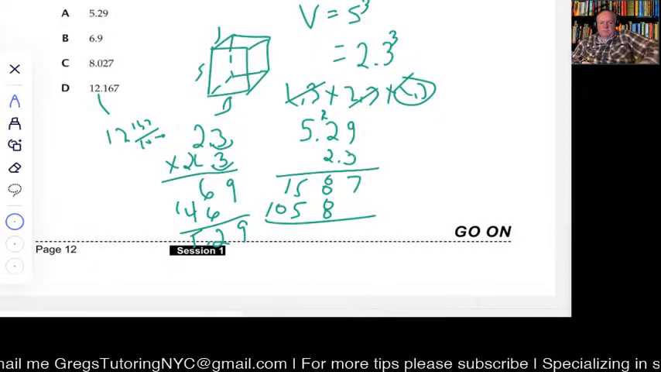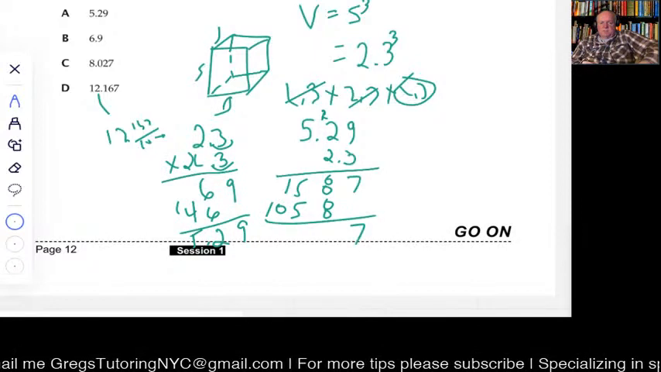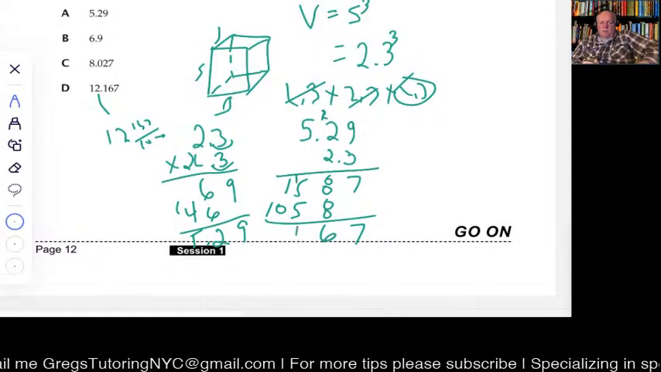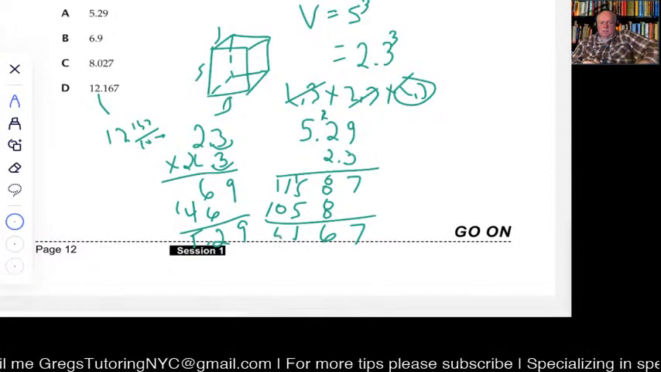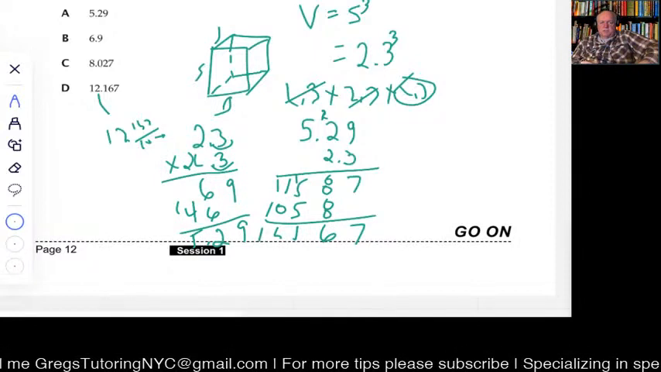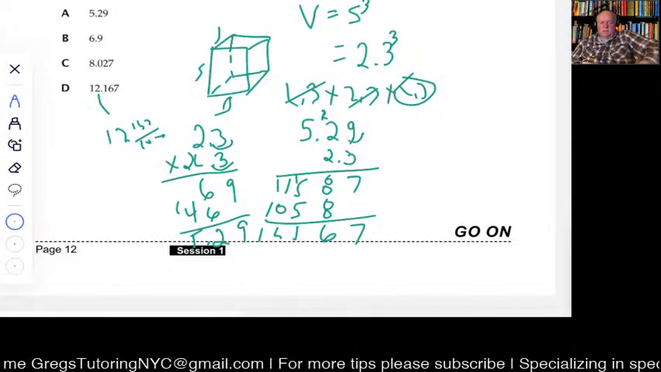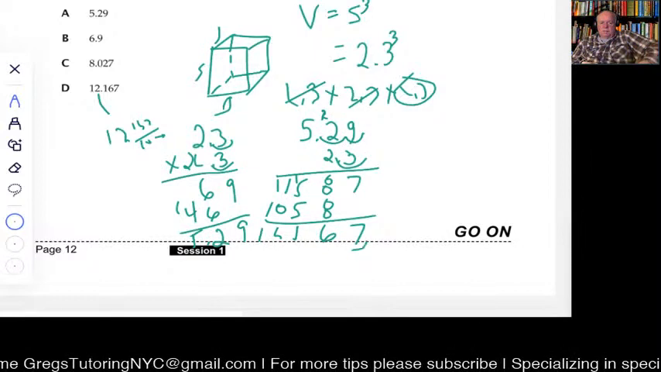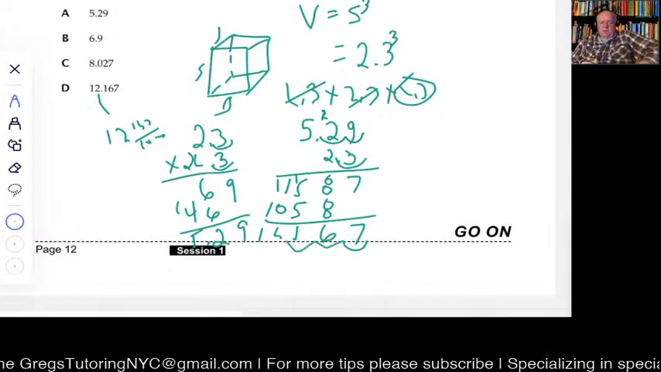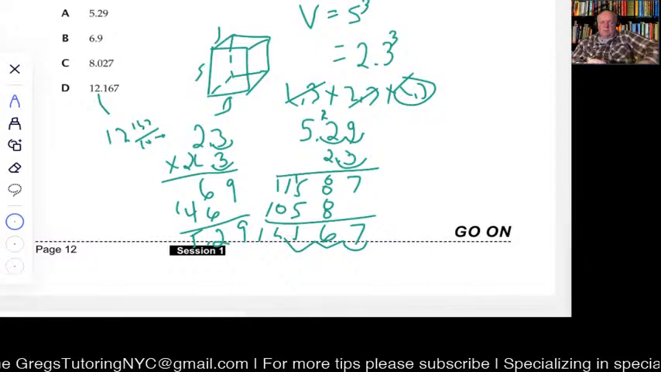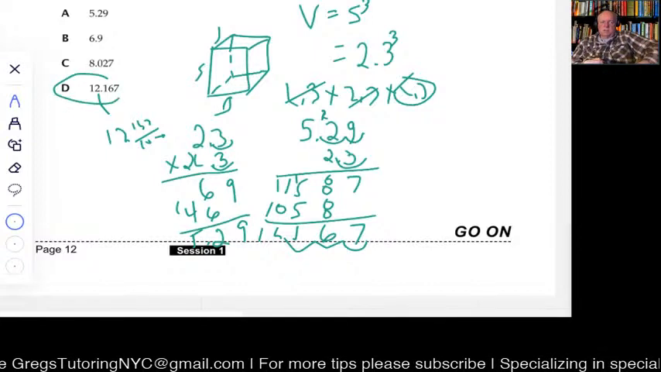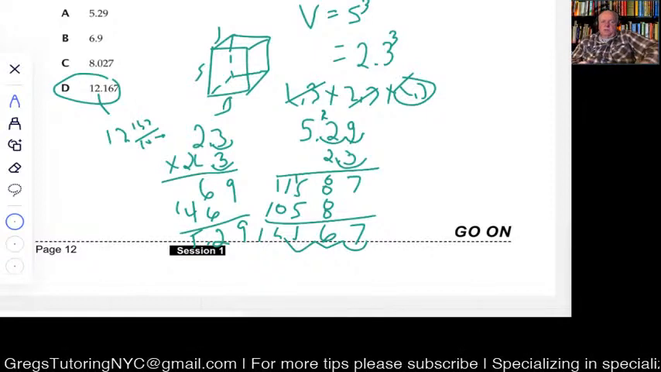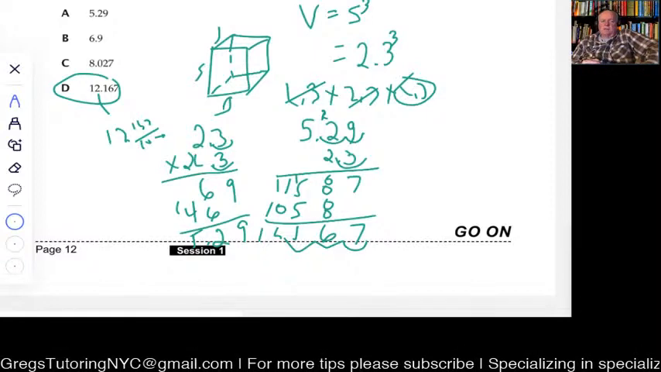So 7. 8 plus 8 is 16. Carry. 5 plus 5 is 10, plus 1 is 11. 1, 1, 2, and then 1. So we get 1, 2, 5, 6, 7. And we're going to move over 2 decimals, plus 1 more, 3. So we're going to go 1, 2, 3, and we get 12.167, which is this answer here, number D. Okay? So now that we sweated this through, it turns out that you can get the answer quite reasonably fast.